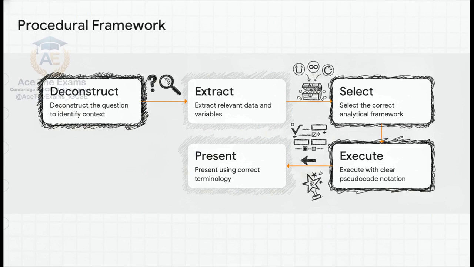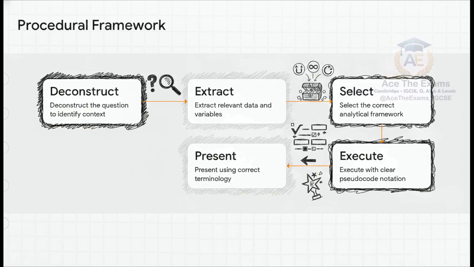This is literally the difference between a student who gets a C and a student who secures an A-star. The A-star student knows how to milk the mark scheme for every single method mark available, meticulously proving their logic step by step. This step-by-step standardized sequence is your absolute blueprint for tackling any complex flowchart problem. Let's break this down. Step 1. Deconstruct the question. Highlight the command word, identify the context. Step 2.